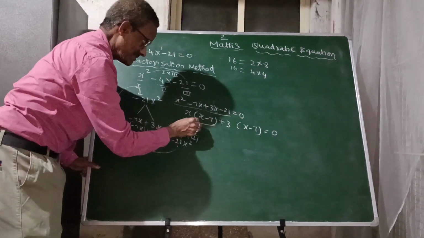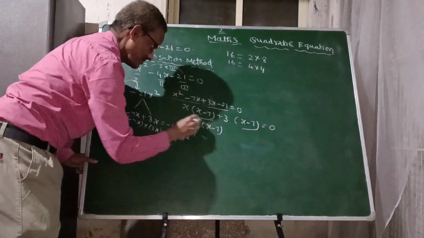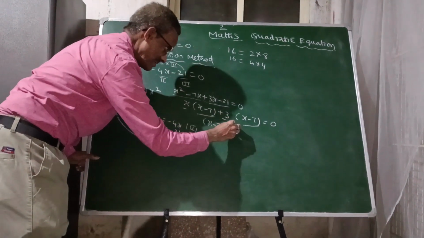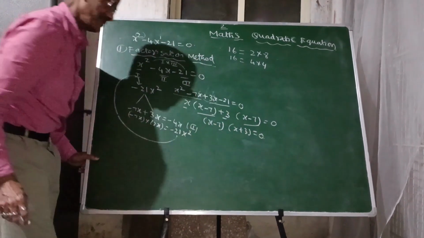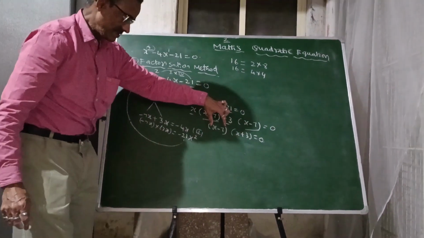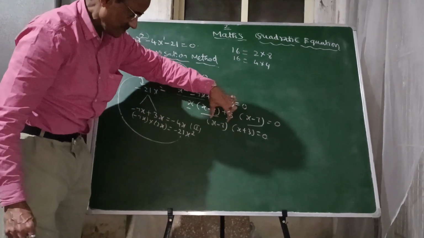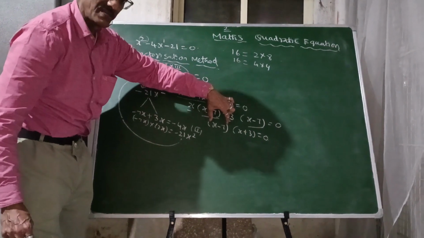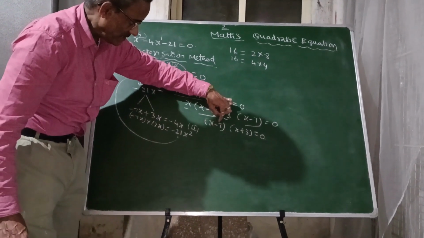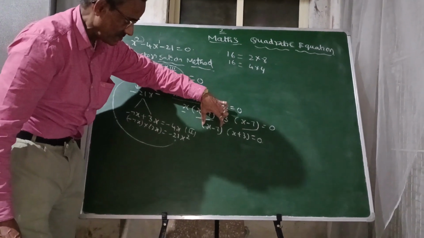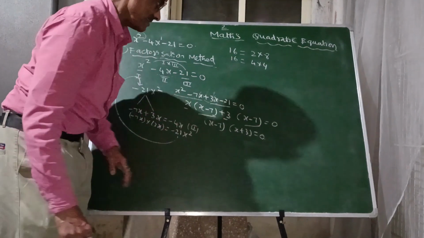Now x minus 7 is common in both places, that you take outside, and whatever remains, write it in another bracket, equal to 0. So now what we are getting is a product of two terms, and we got the answer here. So this is actually factorization. Now we have to solve from here. Either this value should be 0, or the other one should be 0, so that we get the answer as 0.